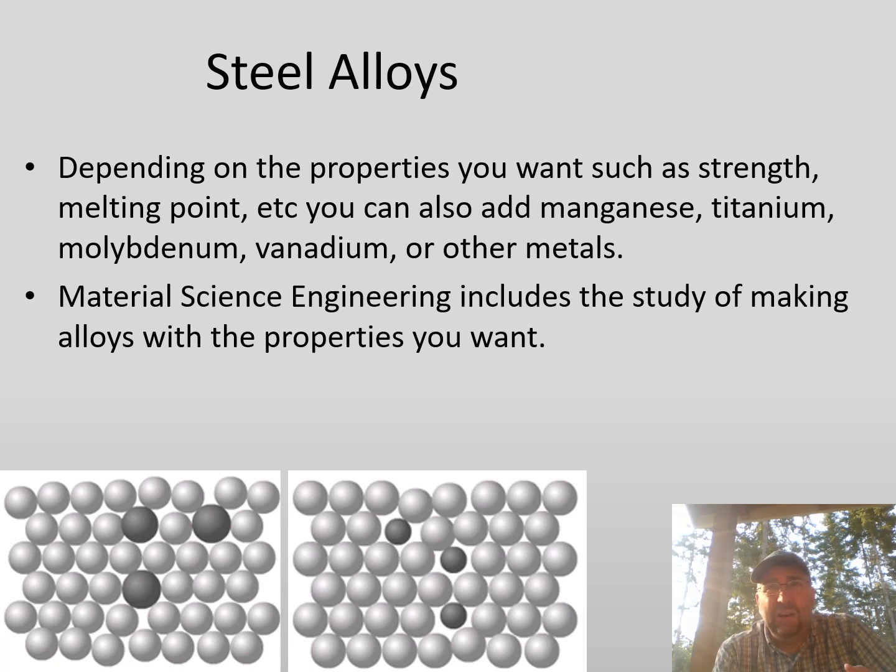We want things that are lighter. As we're trying to build cars that are more fuel efficient or airplanes that are more fuel efficient, we need them to be lighter. So we need metals that have the properties we need of strength and rigidity, but much lighter. We need things that are more tarnish or rust resistant. We need things that are either more malleable or more rigid. So material science engineering is that study of making things with the properties you want.